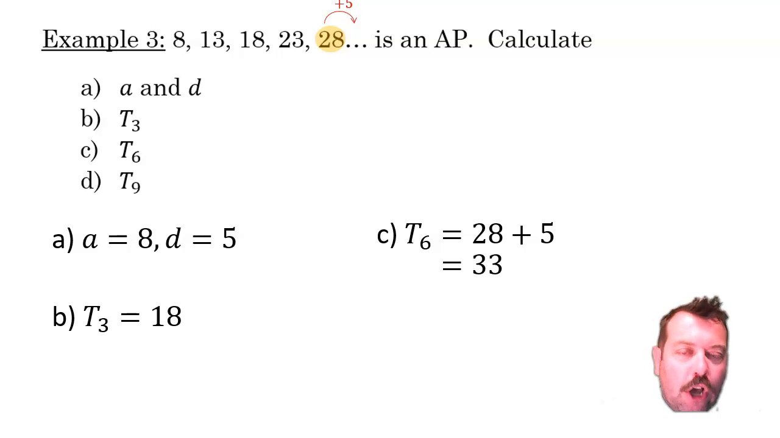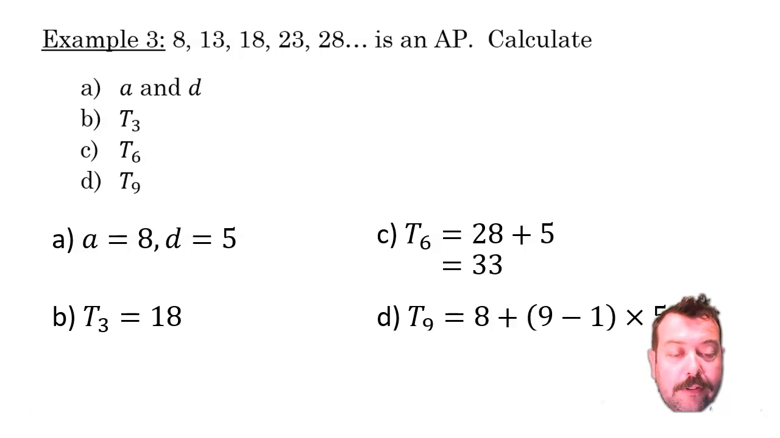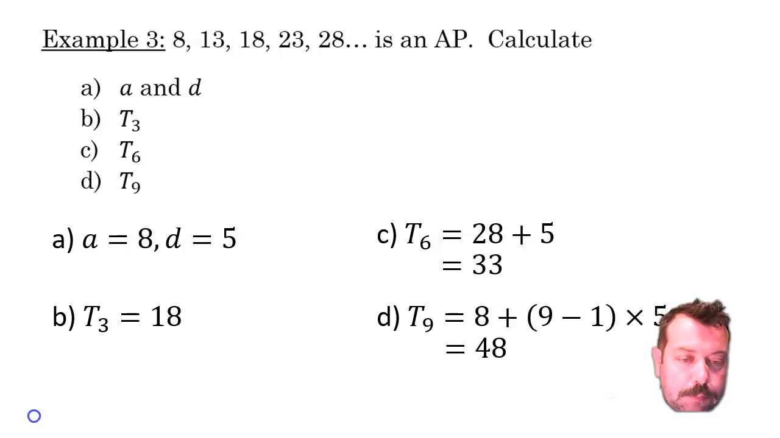Now we're asked to find T9, and I could add 5 on a few times, but let's use the formula. So it is a plus n minus 1 times d. So it's 8 plus, n minus 1, 9 minus 1, times 5, which is our common difference, which is 48. So our 9th term is 48.